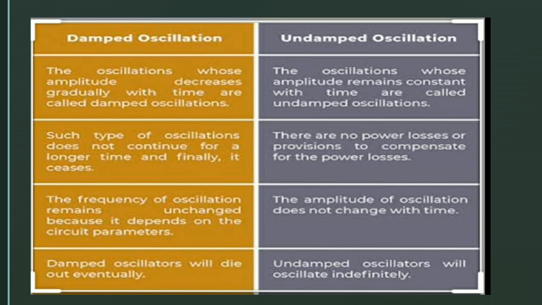Now come to the difference between damped oscillation and undamped oscillation. The oscillations whose amplitude decreases gradually with time are called damped oscillations. But undamped oscillation is not like that. The oscillations whose amplitude remains constant with time are called undamped oscillations.